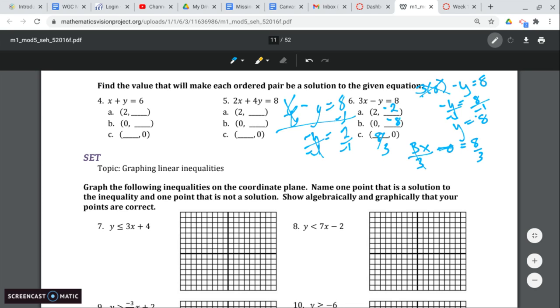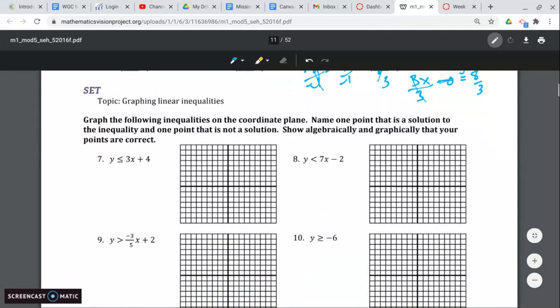All right. The next section, graphing linear inequalities. Graph the following inequalities on the coordinate plane. Name one point that is a solution to the inequality and one point that is not a solution. Show algebraically and graphically that your points are correct. So what you're going to do for these, we're looking at 9 and 10.